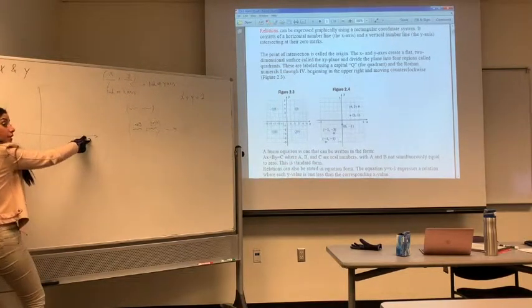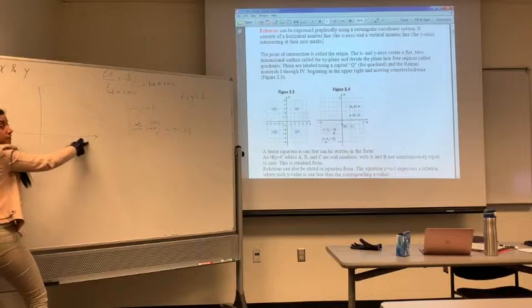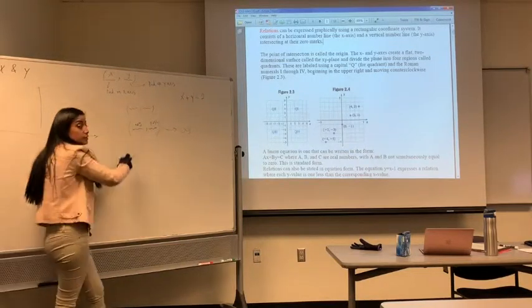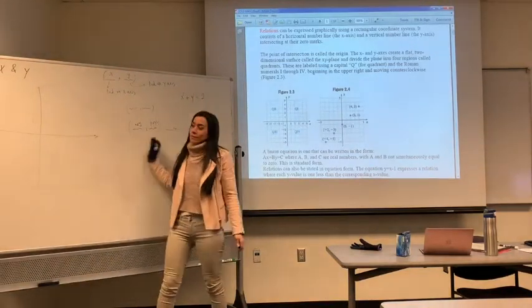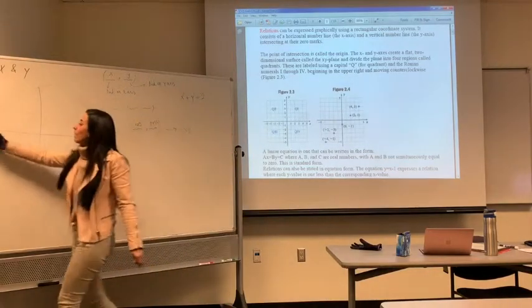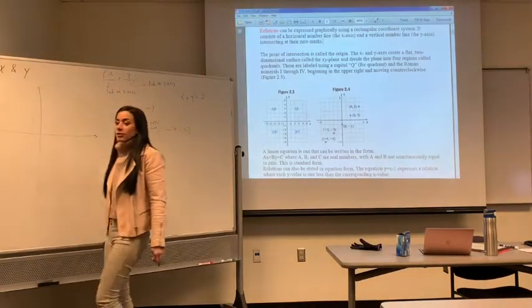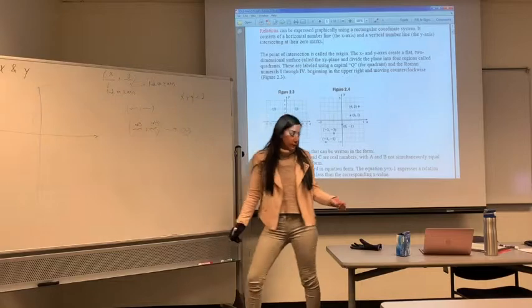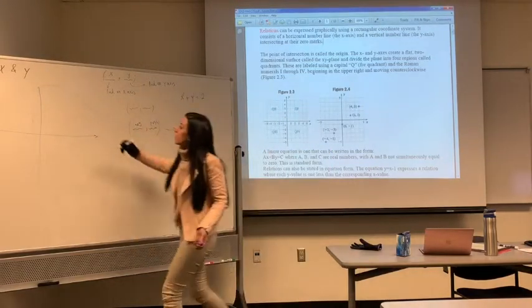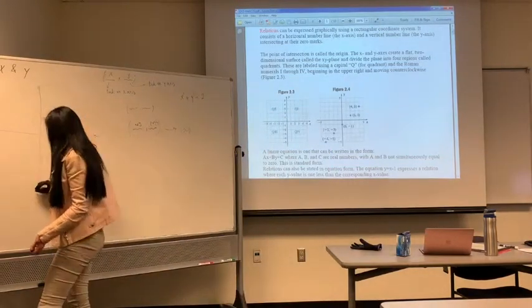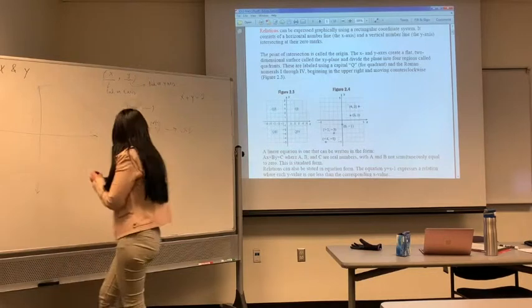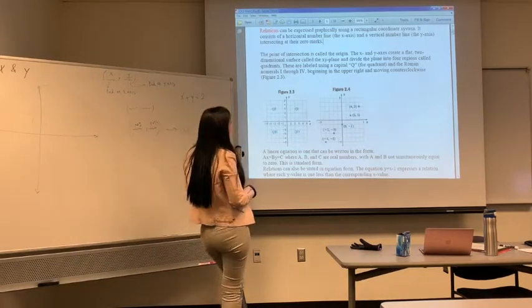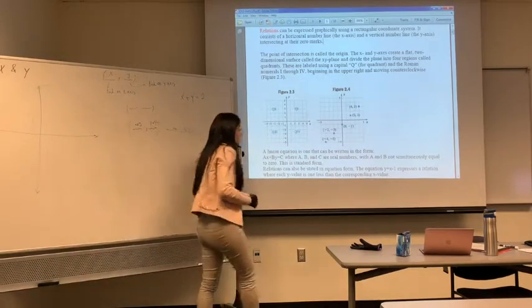When you see an arrow here, it means this axis is continuing to what? Infinity, exactly. So if I have an arrow on this side, it means going to negative infinity, correct? And then here also continuing, here also continuing. Okay, so now what graph are we going to show?